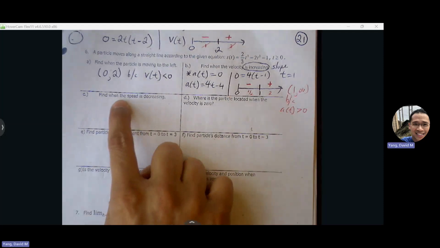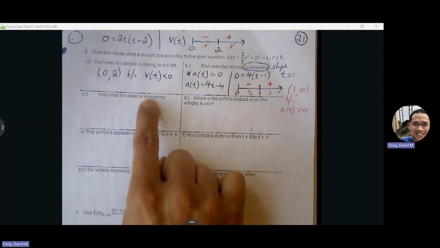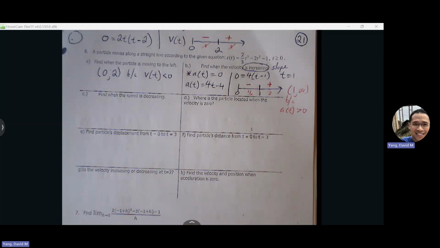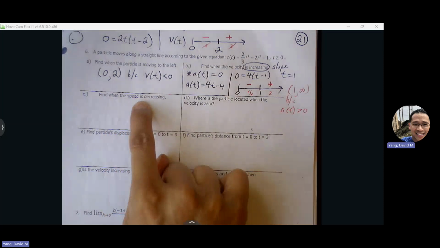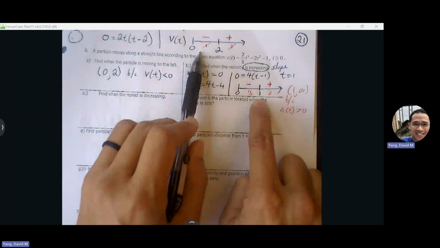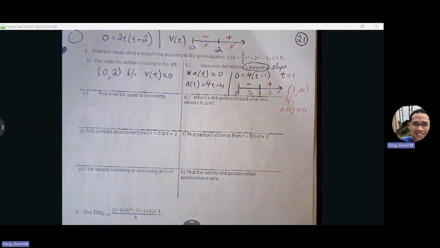Okay, part C, it says find when speed is decreasing. So it's not telling us the time value and asking if speed is increasing or decreasing. It's asking for the full interval when speed is decreasing. So speed is decreasing when what? Velocity and acceleration have what? Opposite signs. We have both our velocity and acceleration sign lines. So let's line them up and see which intervals show different signs.